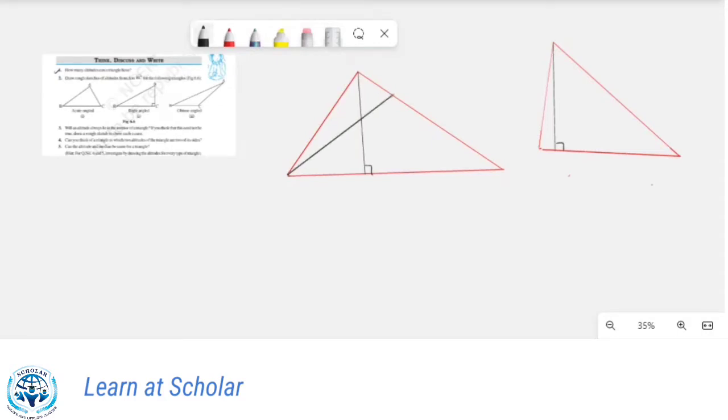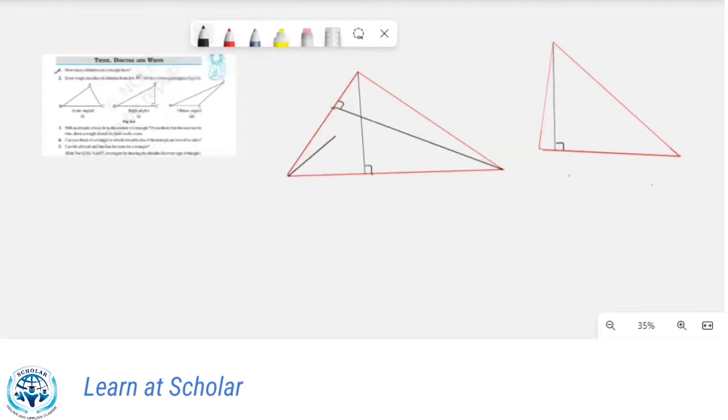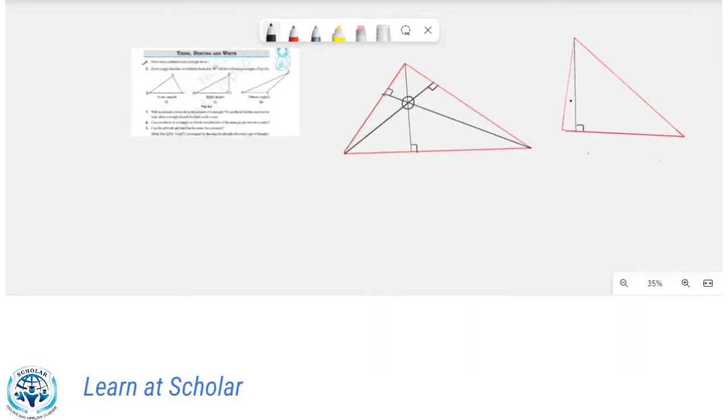So in the first triangle, we will try another altitude connecting the vertex to the opposite side. It is also perpendicular. Then we can also draw the third one. So these are the three altitudes. They are meeting at the center point, which is called orthocenter. So we can have three altitudes in a triangle. A triangle has three altitudes. It is called the orthocenter, where the three altitudes meet.